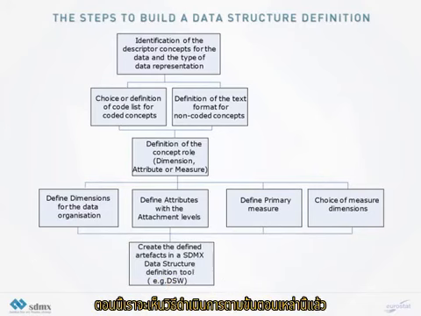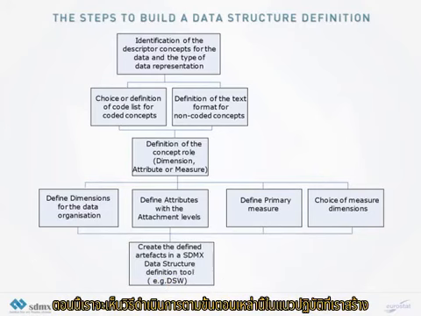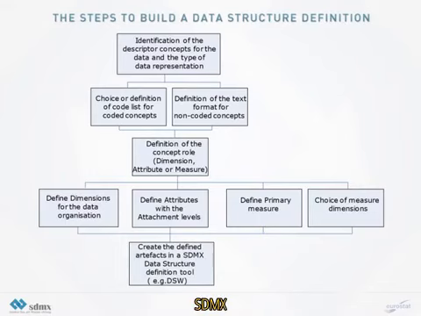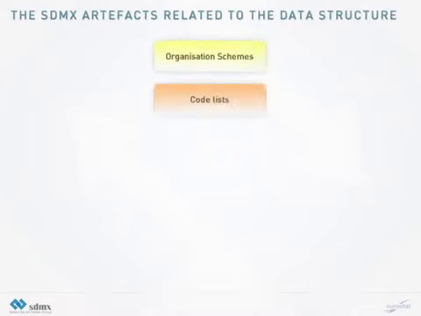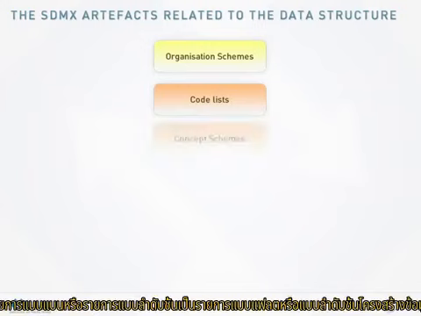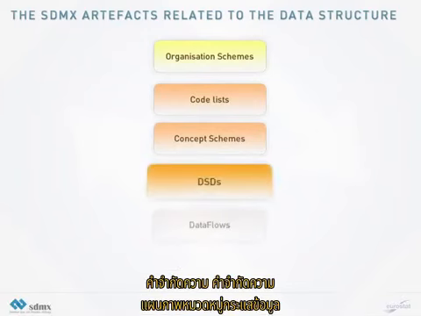Now we see how to proceed to these steps in practice. We built an SDMX 2.0 DSD using the Data Structure Wizard tool. With that tool, the following artifacts can be created: organization schemes, code lists as flat lists or hierarchical ones, concept schemes, data structure definitions, data flows, category schemes.